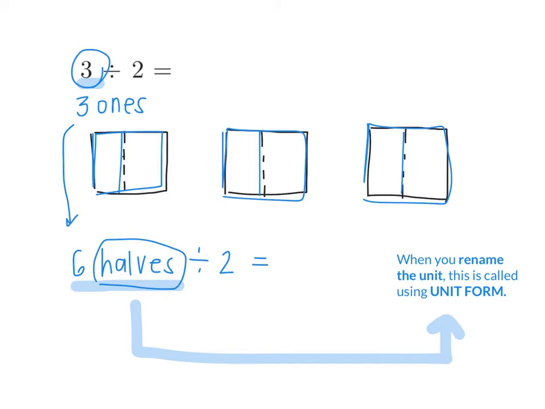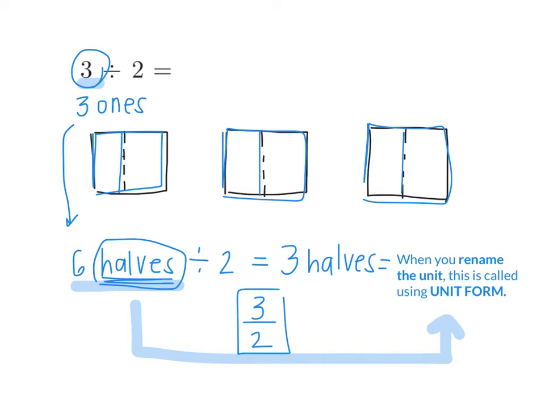Yeah. But 6 is divisible by 2. So instead of thinking 3 can't be divided by 2 evenly, 6 can. So what's 6 divided by 2? 3. But then what are my units? Halves. How do I write 3 halves using a fraction? 3 over 2. And so by using unit form, I can rename 3 ones as 6 halves.